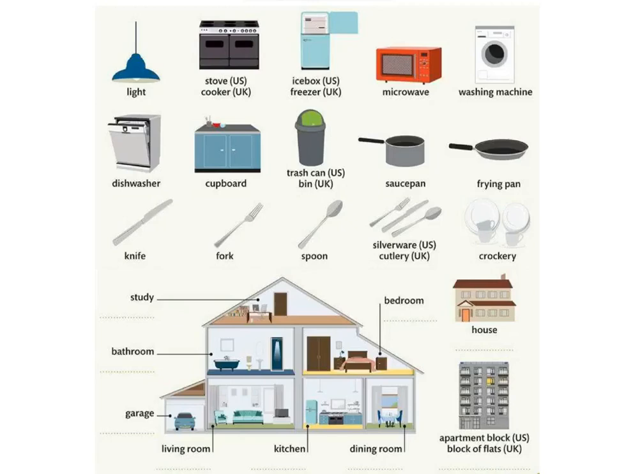Let's see the vocabulary of some rooms here. We have study, bathroom, garage, living room, kitchen, bedroom, and dining room. We can say house, or we can say an apartment or a flat. We have here the buildings where we can find an apartment. We say apartment block or block of flats.